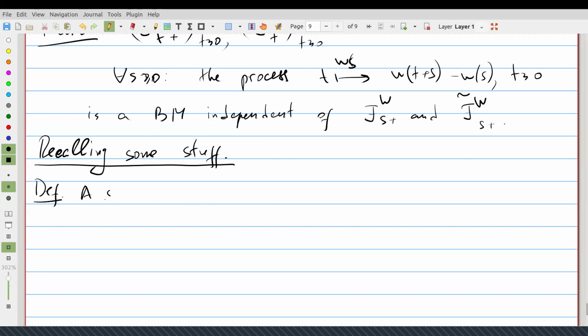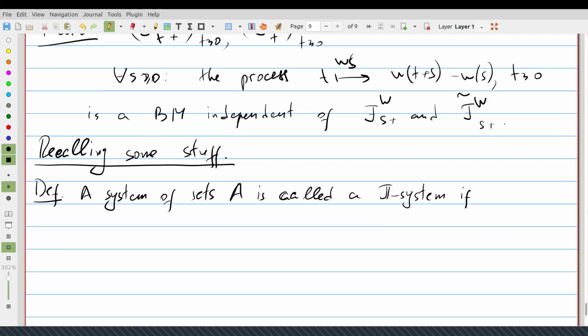So a system of sets A is called a P system if this holds: it's closed under intersections. That is, the intersection of two sets from A is also in A.